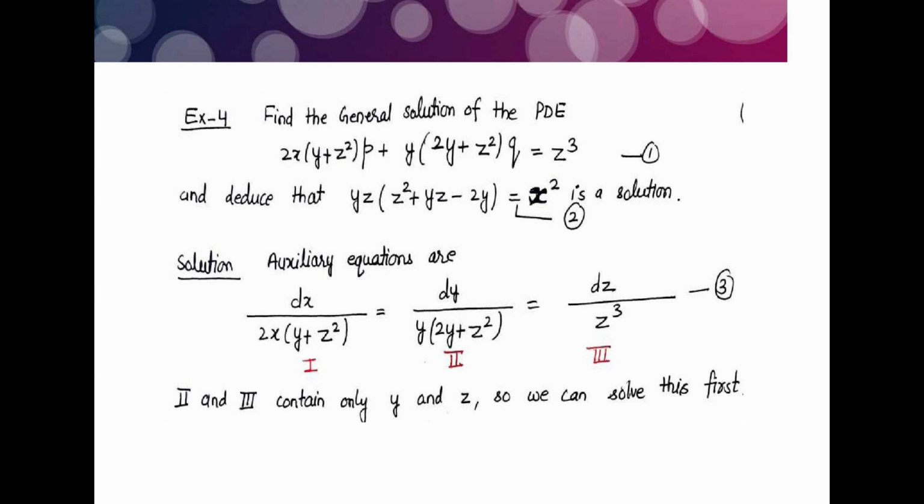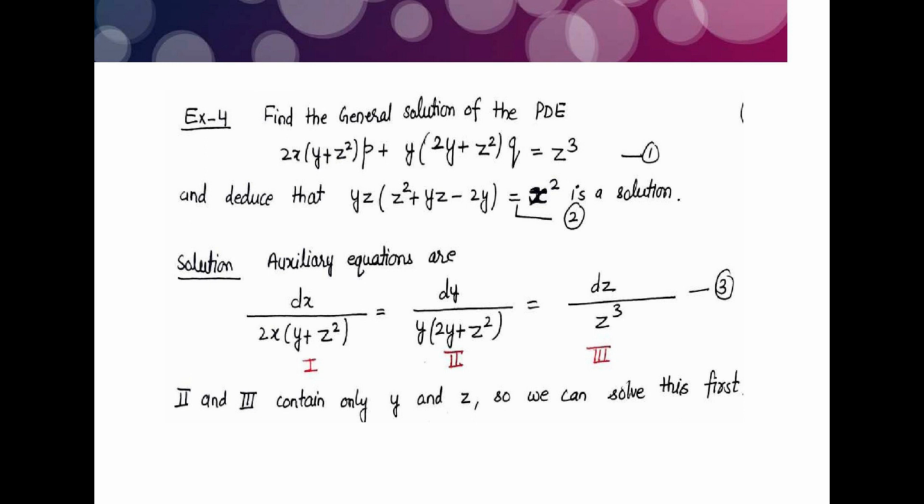Now consider this example number 4. We have to find out the general solution of the partial differential equation given by 1, and then we have to deduce that equation number 2, which is yz into z square plus yz minus 2y equal to x square, is a solution of this partial differential equation 1.